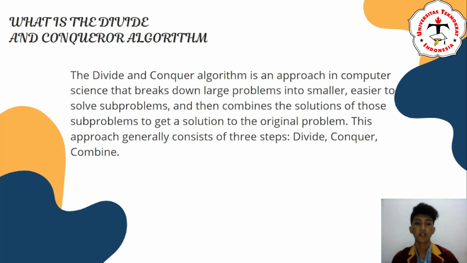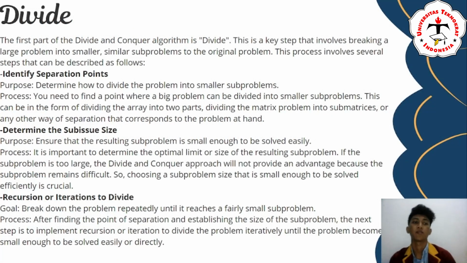This approach generally consists of three steps. First, divide. Two, conquer. And third, combine. First, divide. The first part of the divide and conquer algorithm is divide. This is a key step that involves breaking a large problem into smaller, similar subproblems to the original problem. This process involves several steps that can be described as follows.